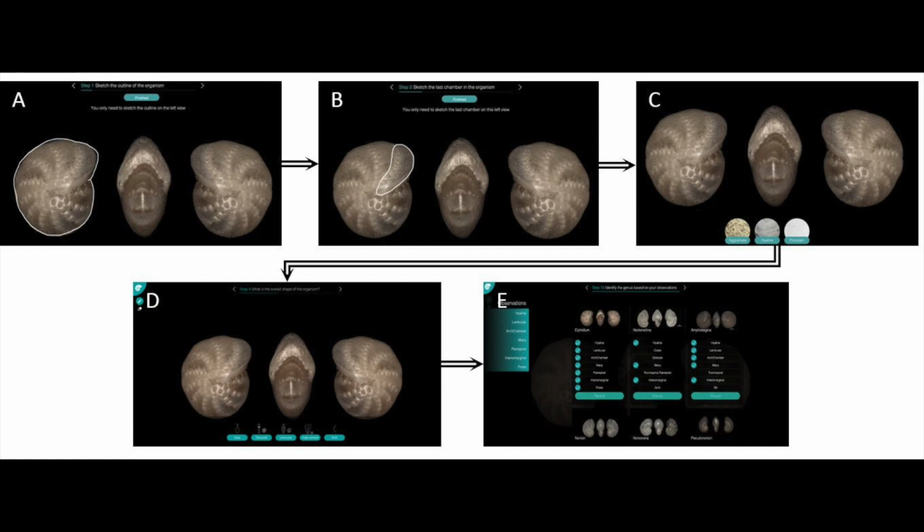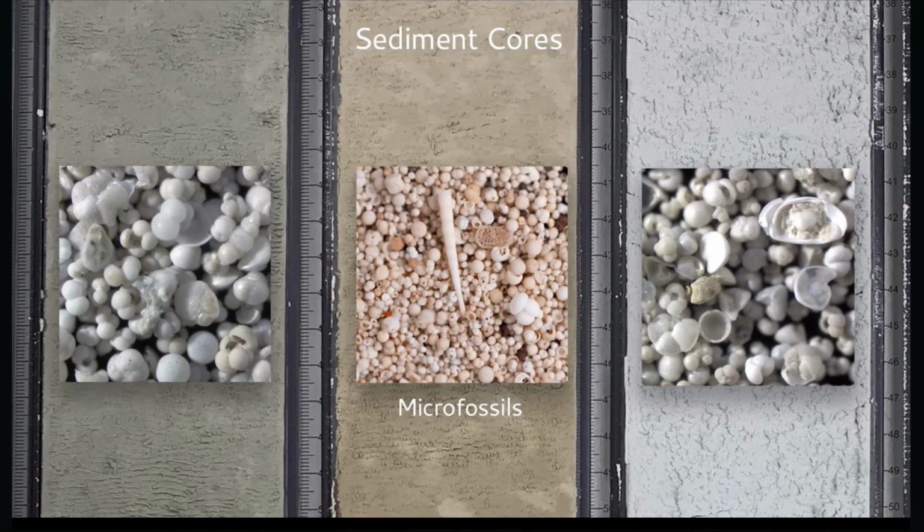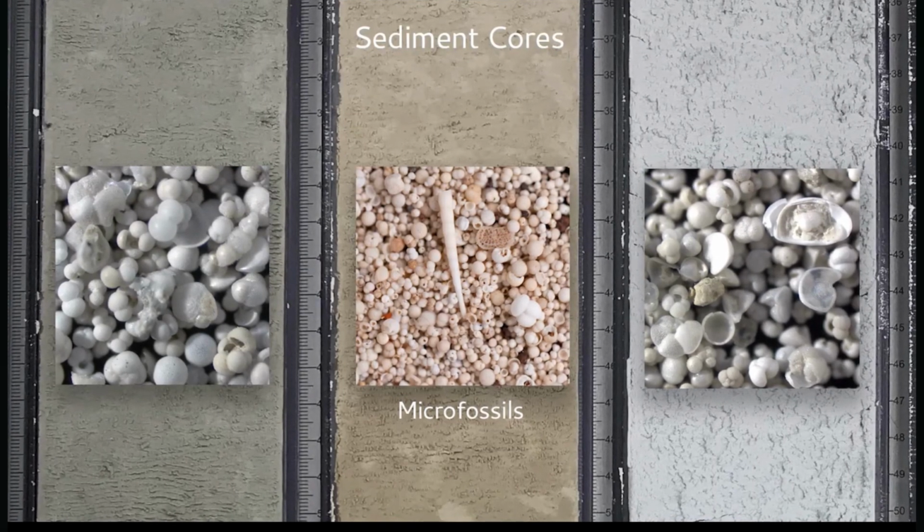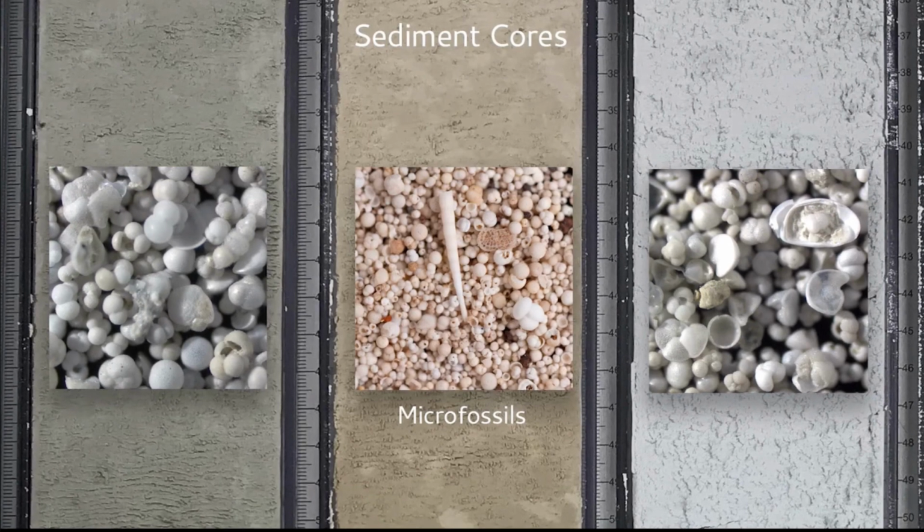For foraminifera genus identification steps, the student outlines the shell and the last chamber, then selects the wall material type, and then selects the overall shape, a number of chambers, the type of chamber arrangement, and then the type and location of the aperture. The next sections help learn and practice principles of microfossil-based paleoreconstructions.